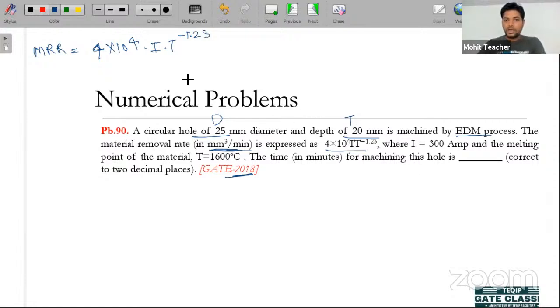Where I is equal to 300 ampere, and the melting point T is equal to 1600 degrees centigrade. Find the time in minutes for machining this hole, correct up to 2 decimals. That means the answer is asked up to 2 decimal places.